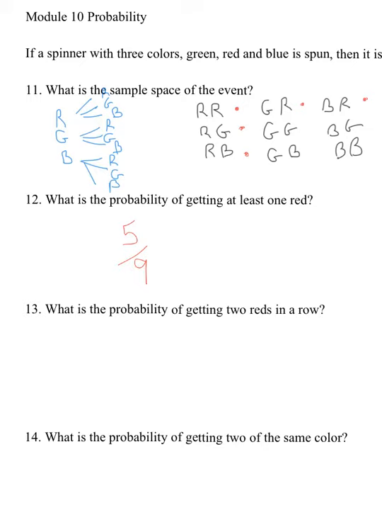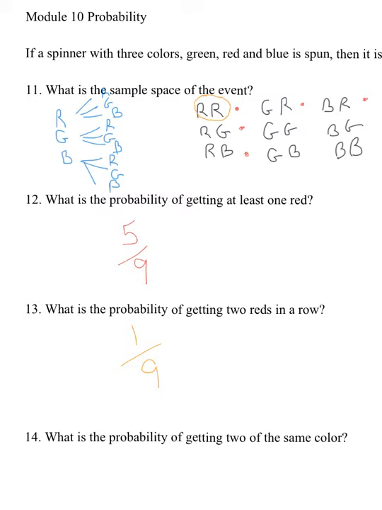Now if you look at 13, it's a pretty similar problem, pretty simple one. It says if we have 1 red, what's the probability of getting 2 reds in a row? Well, if I look up here, I only see one outcome where I'm getting 2 reds in a row. Only can happen one way. You get a red, then another red. So the probability of getting 2 reds in a row is 1 out of 9.